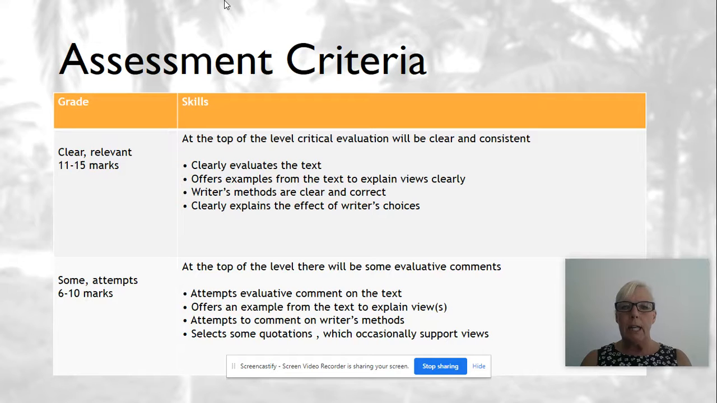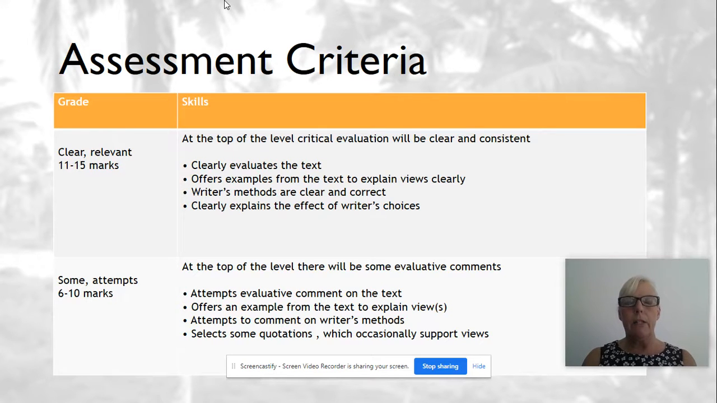So really, in some attempts you're going to be making some evaluative comments. Maybe you don't go into very much detail, so you attempt to evaluate or comment on the text. You do offer an example to explain your view. You attempt to comment on the writer's method. Maybe you won't get that right all the time, but you'll be trying to, and you'll be selecting some quotes. Where we need to be really is clear and relevant.